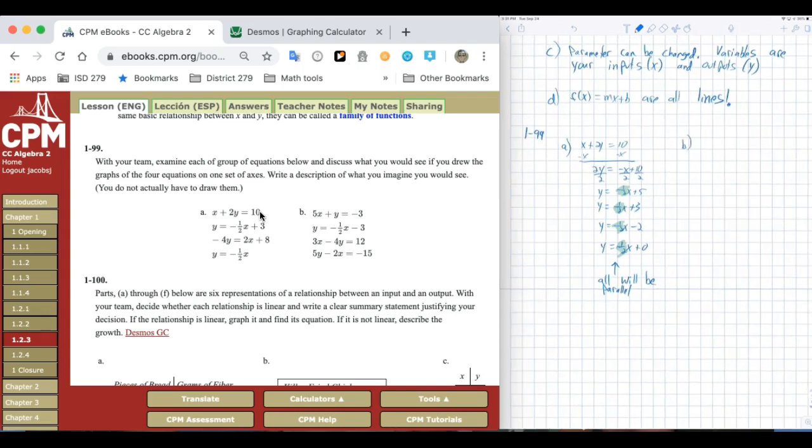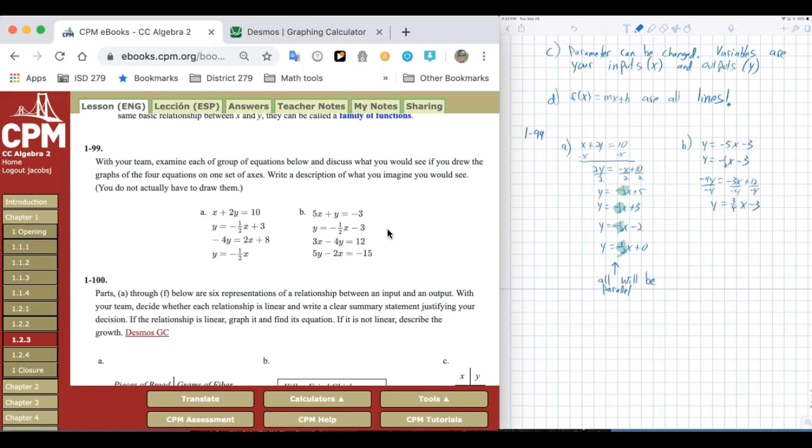In part B, on the other hand, if we try the same thing, we have y equals negative 5x minus 3, and we have y equals negative 1/2 x minus 3, and if we take the 3x and subtract it from each side, we'll have negative 4y equals negative 3x plus 12. And when we divide everything by negative 4, we get y equals 3/4 x minus 3.